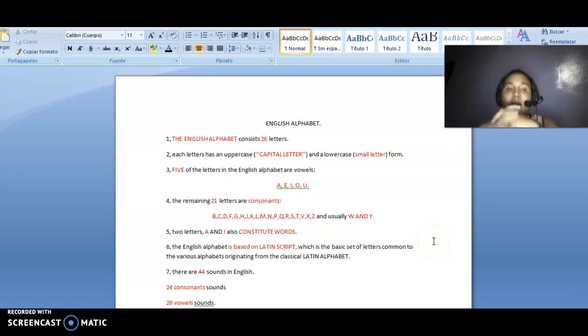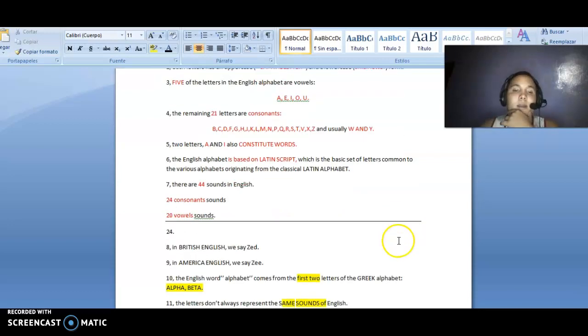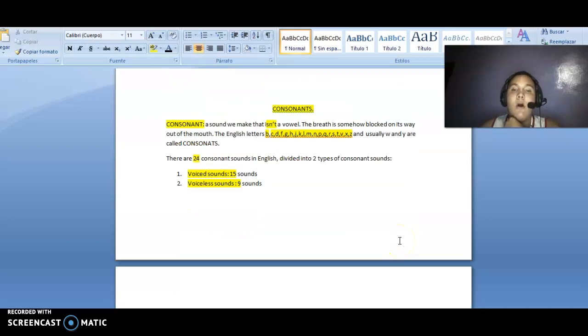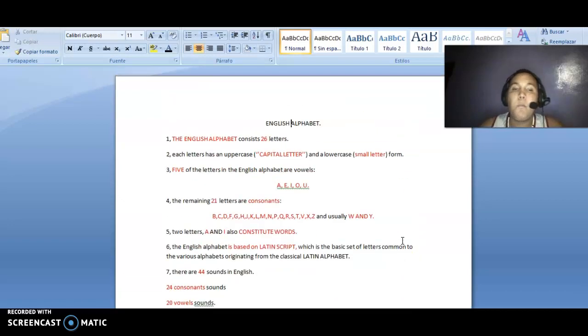Well guys, this time I am going to explain two topics: the English alphabet and the consonant sounds. The first feature about the English alphabet is that it consists of 26 letters, and each letter has an uppercase capital letter and a lowercase small letter.